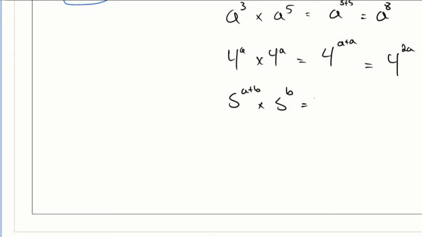All right, my bases are the same, so I can add my exponents. I have A plus B, and then I'm going to add to it a B. So what I need to do is think, I need to combine any like terms I have. I have B's. How many do I have? Well, I have 2 of them. So I have S to the power of A plus 2B.